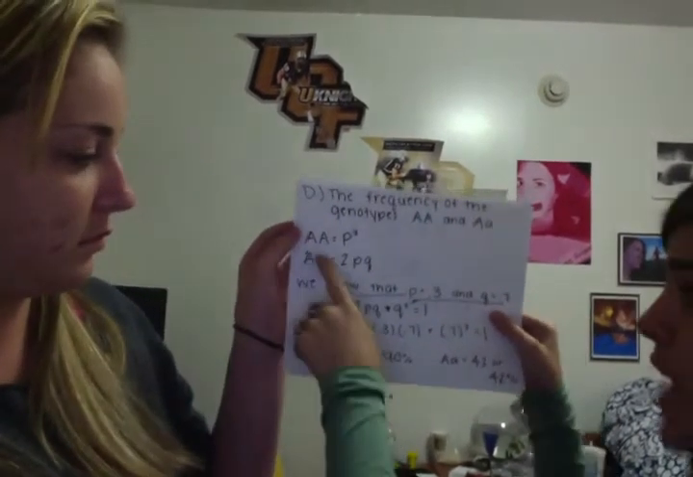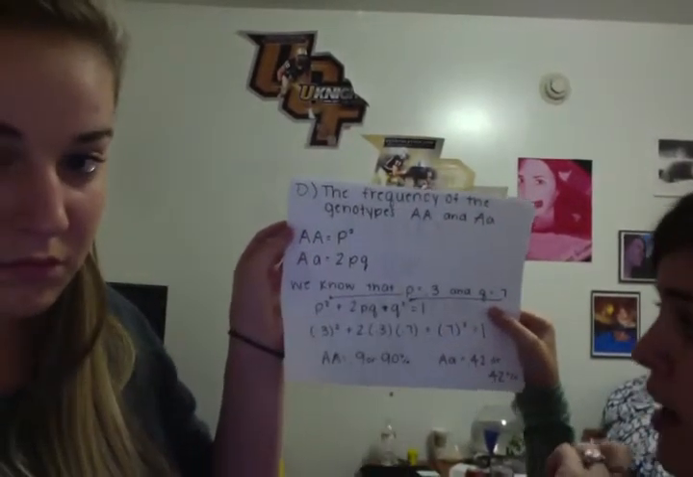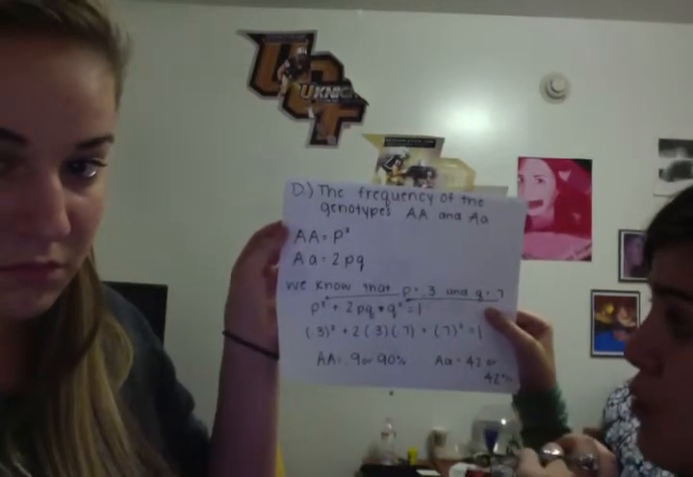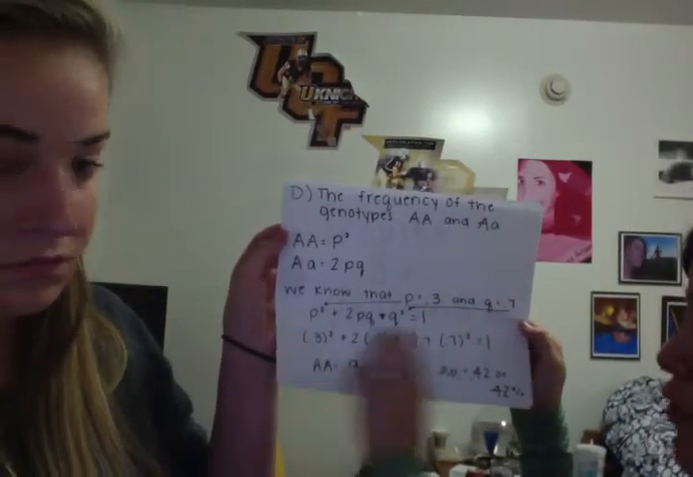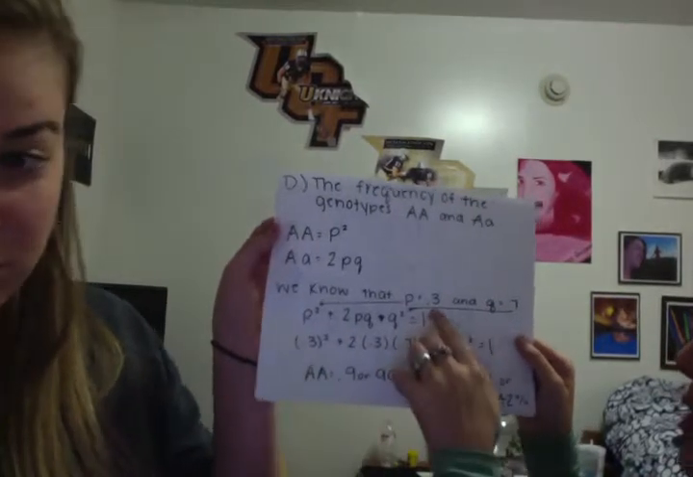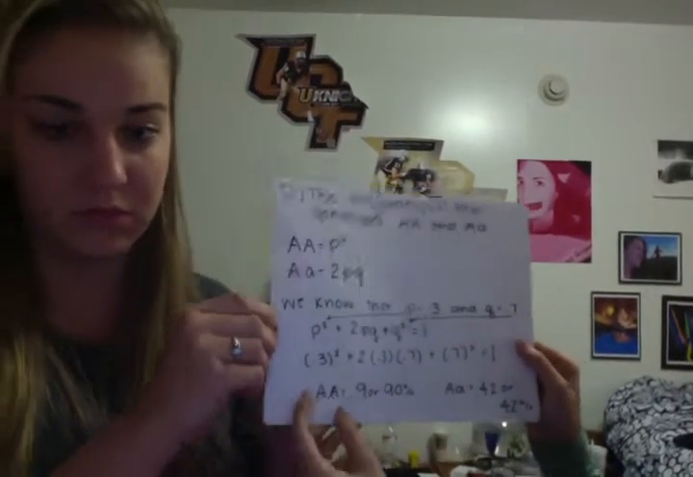Now, one final part: the frequency of the genotypes big A, big A, and big A, little a. We know that big A, big A equals P squared, and big A, little a equals 2PQ. So we have this formula right here, and we know that P equals 0.3 and Q equals 0.7.